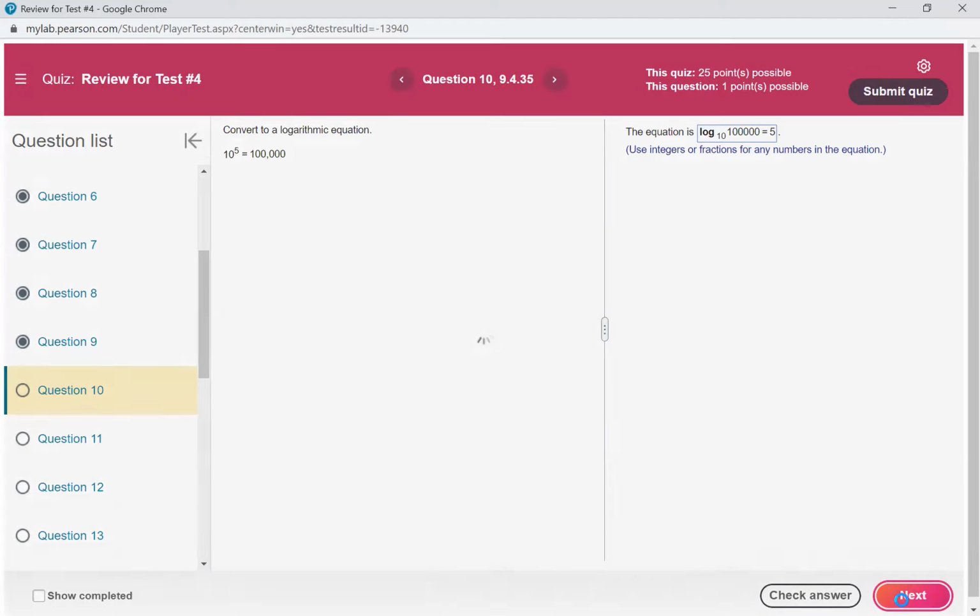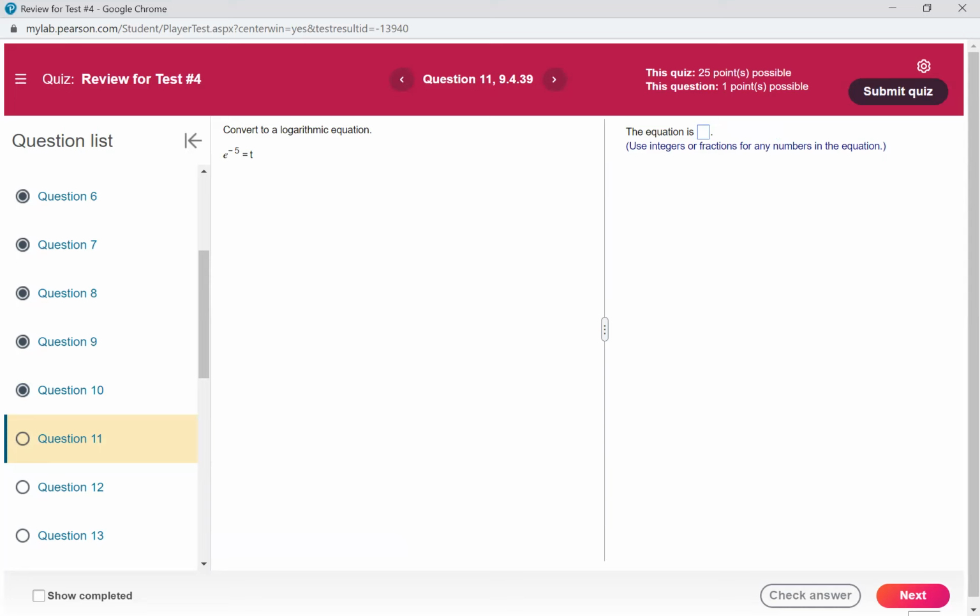All right, y'all, let me write this one down. E to the negative 5 equals T.